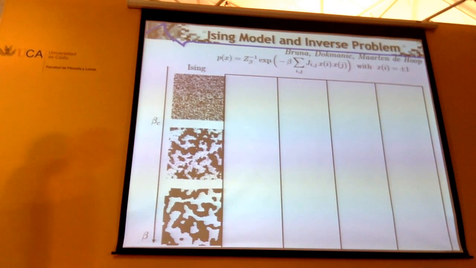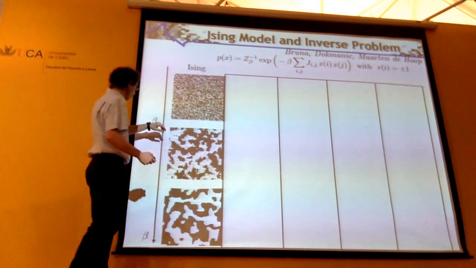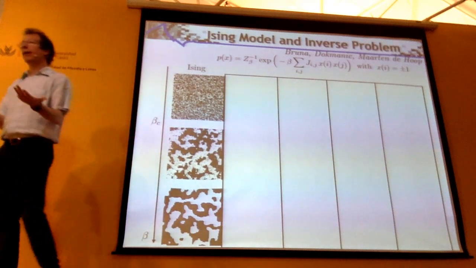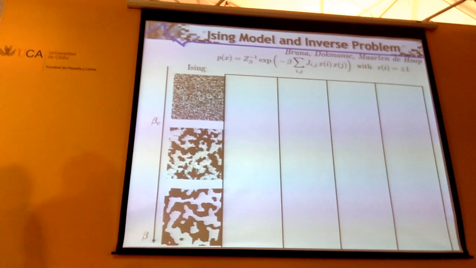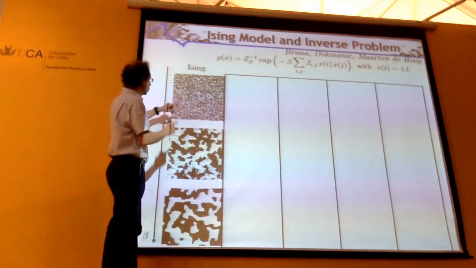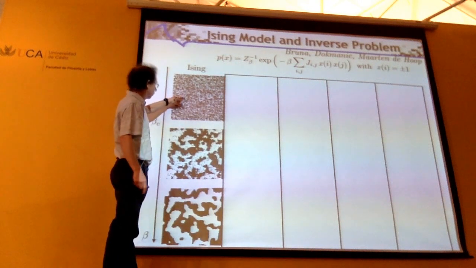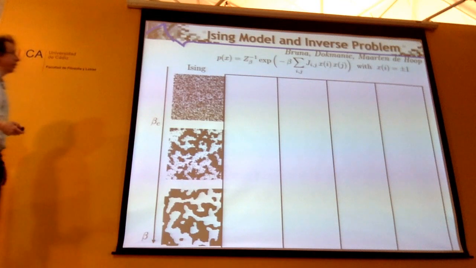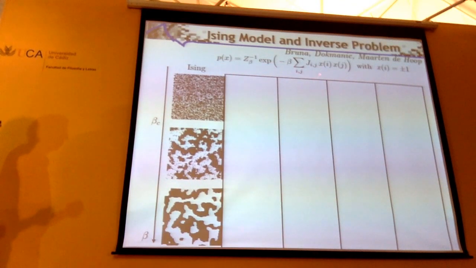So let me show you the Ising model. The Ising model is a model for ferromagnetism. You have the spins of a metal that can have either positive or negative orientation, which is white or black. And if you look at the distribution of these spins, they follow a Gibbs energy, which is given by this bilinear function.